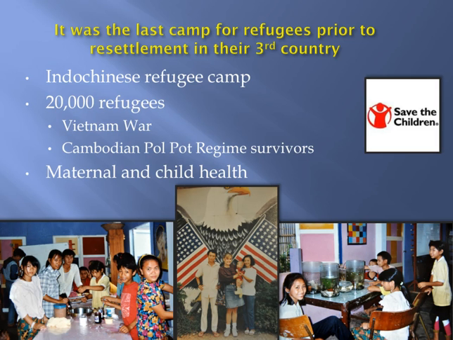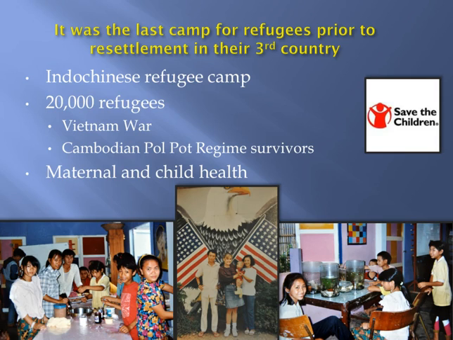I have some pictures from the camp experience. The refugee camp which I worked was the last camp that the refugees would live in prior to resettlement in their third country. And in the camp, they would learn English and work orientation and cultural orientation skills. There were about 20,000 refugees in this camp. Many were refugees from the Vietnam War and from the Cambodian Pol Pot regime. They were survivors. My focus was maternal and child health care.